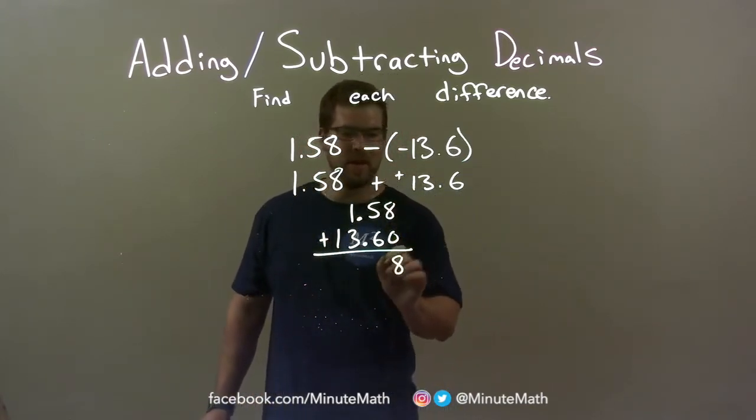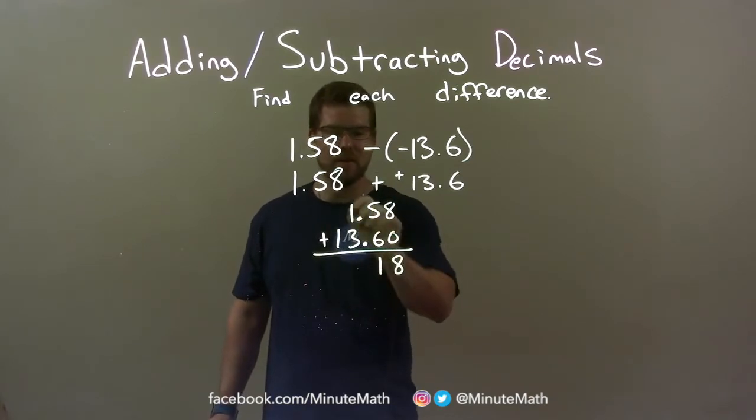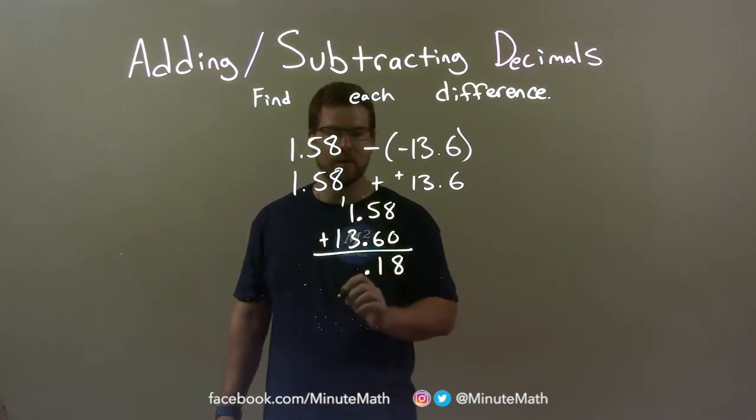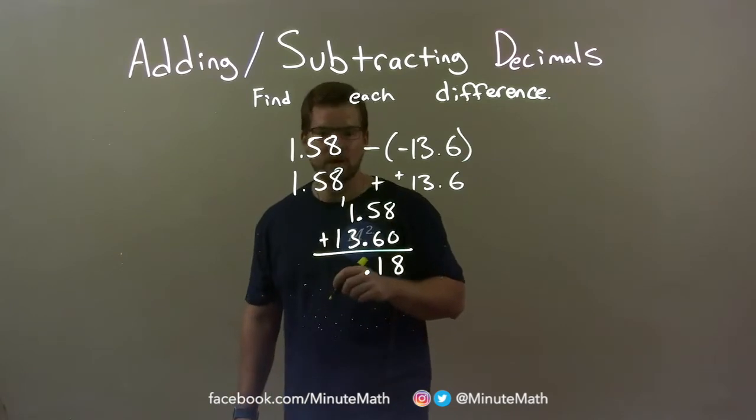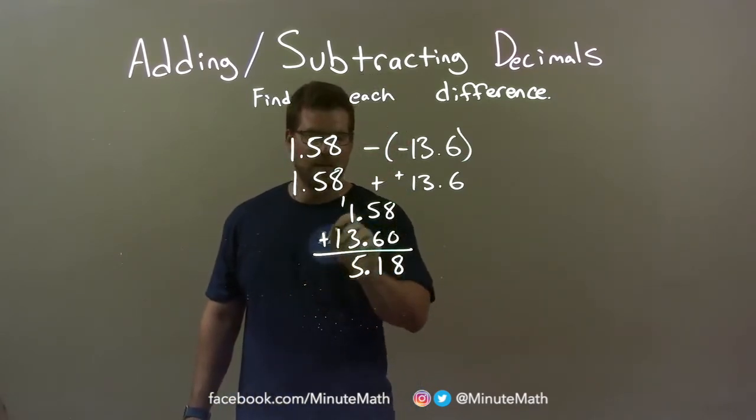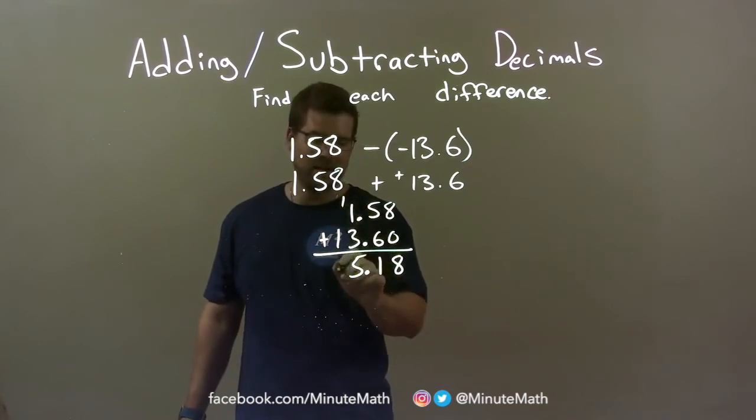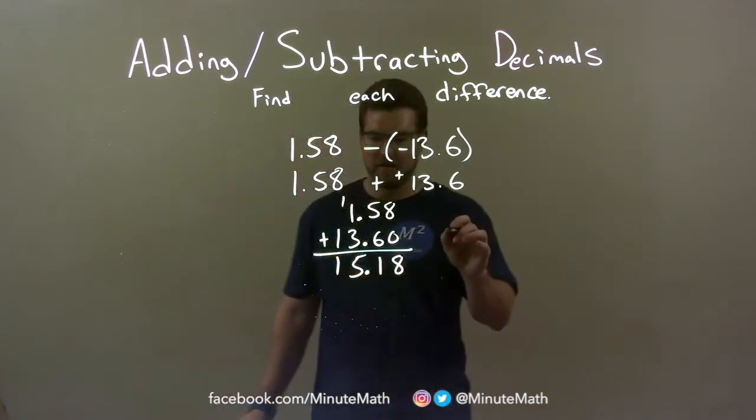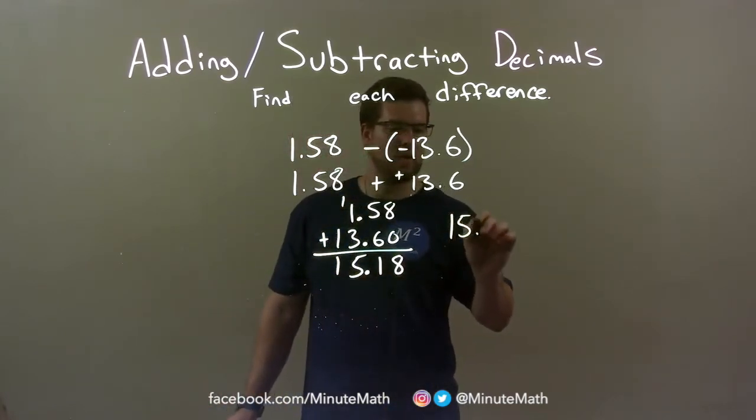8 plus 0 is 8. 5 plus 6 is 11. Carry the 1. Don't forget this decimal place. 1 plus 1 is 2. Plus 3 is 5, so we have 5. Bring down, and then this 1 doesn't get added to anything, so we just have 1. So our final answer here is just 15.18.